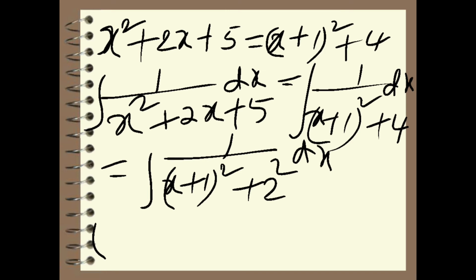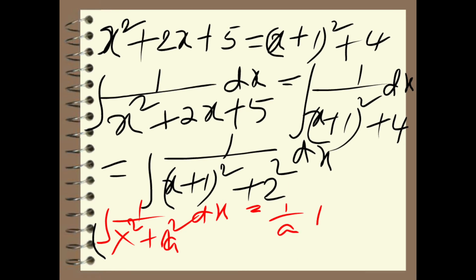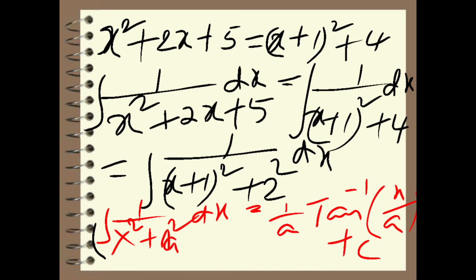So clearly it is of the form 1 by x square plus a square. Already we know the formula. What is the 1 by x square plus a square formula? I am writing here: integral of 1 by x square plus a square into dx is equal to 1 by a tan inverse x by a plus c.